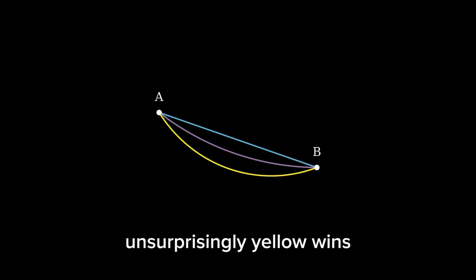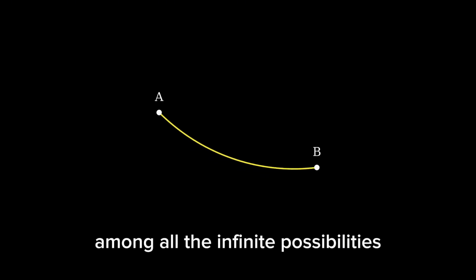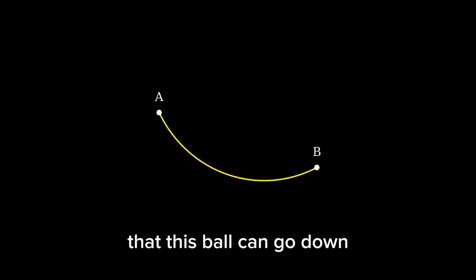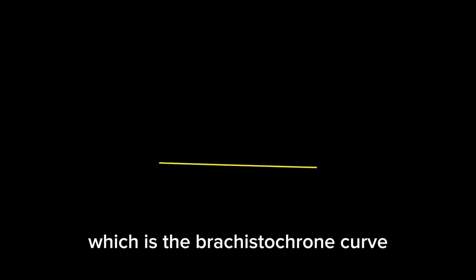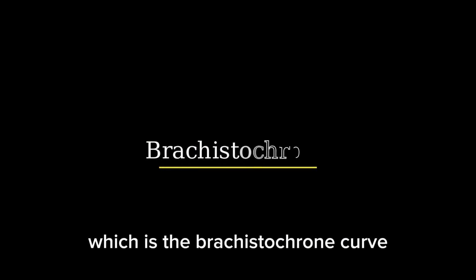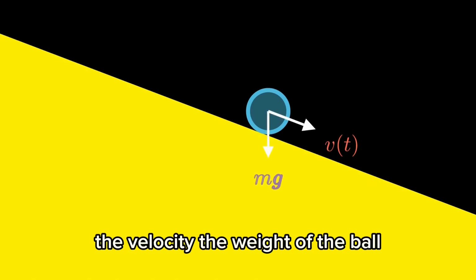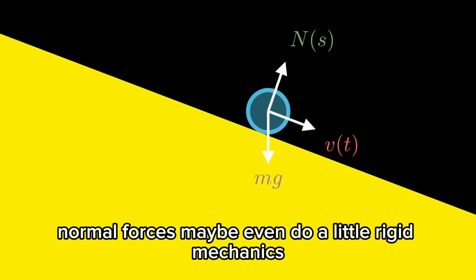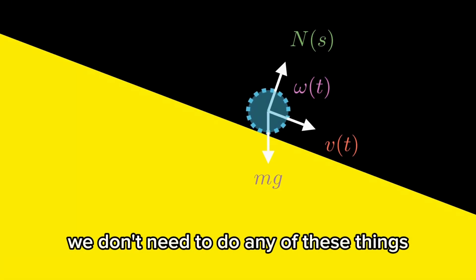Unsurprisingly, yellow wins. But let's ask a deeper question. Among all the infinite possibilities that this ball can go down, which is the curve of fastest descent? Which is the Brachistochrone curve? Greek for shortest time. It seems like quite a hard problem. We need to consider the incline, the velocity, the weight of the ball, normal forces, maybe even do a little rigid mechanics. But luckily for us, we don't need to do any of these things.